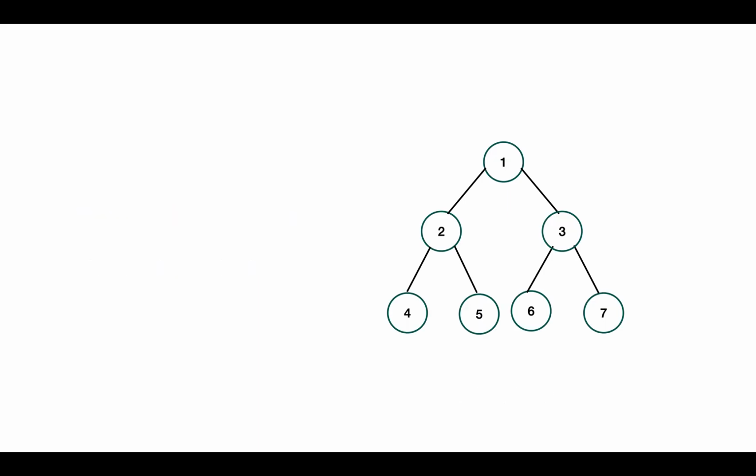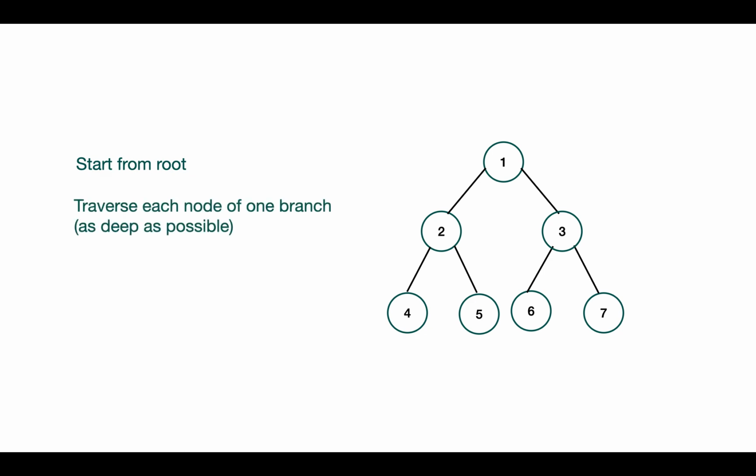It starts with the root node and visits each node of one branch as deep as possible before traversing the other branch at the same level. And then it traverses every branch in a similar fashion. See here, first it covers the leftmost branch and then it goes to the next branch and then to the next and then to the last one. There are three types of this approach: in order, pre-order, and post-order.